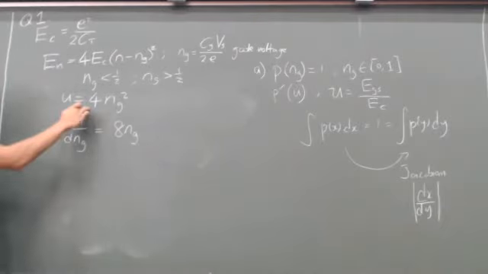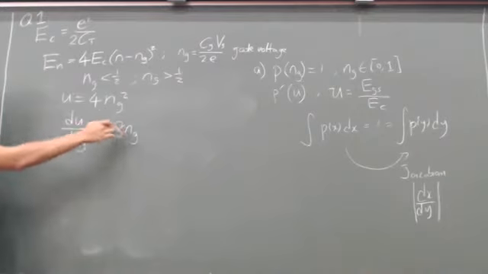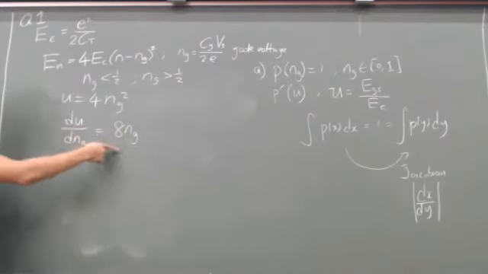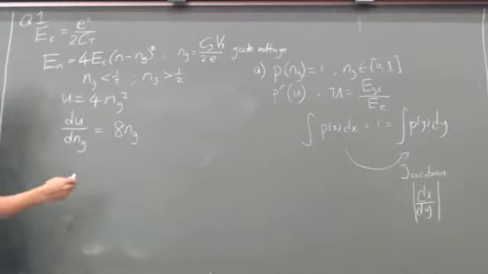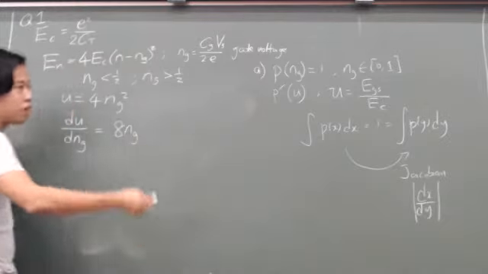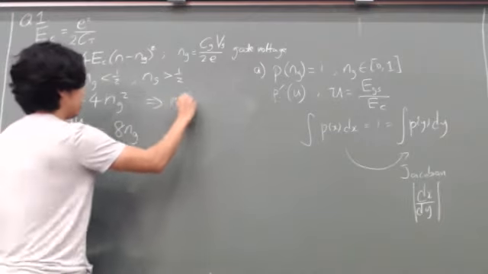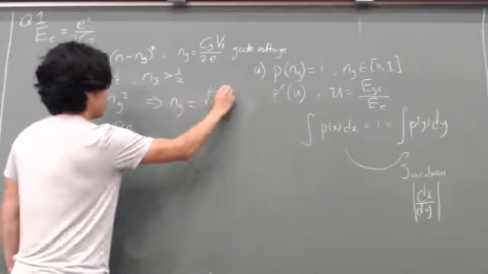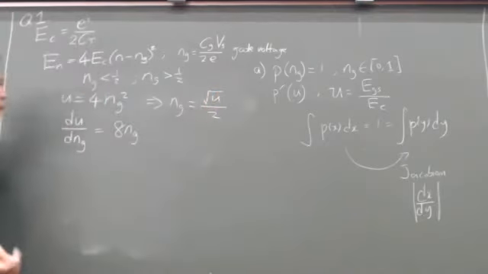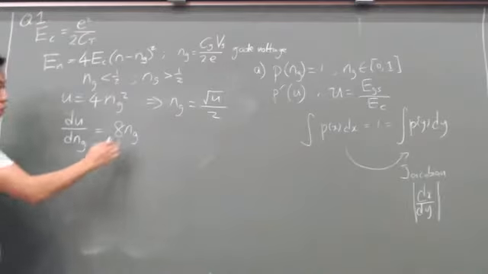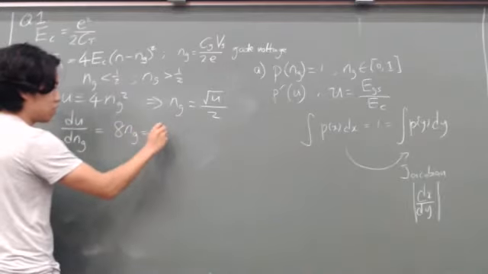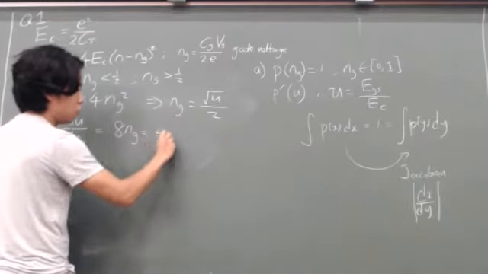And we can invert this expression to get ng as a function of U, so then we can have this as an expression in terms of U instead of ng, because we want to switch all the way to the U variable. So from here you can see ng is equal to the square root of U over 2, by just inverting this expression. So then putting that in here, we find dU/dng is equal to 4 root U.